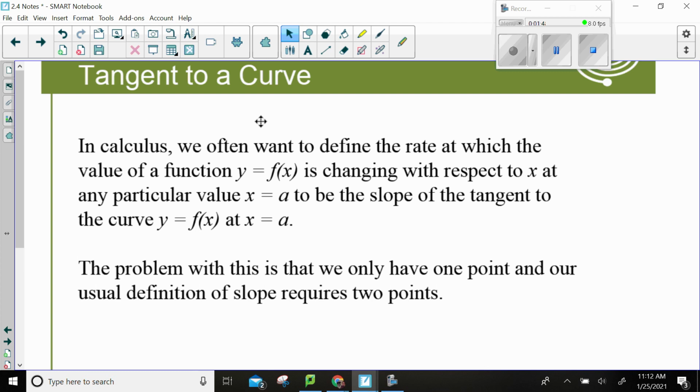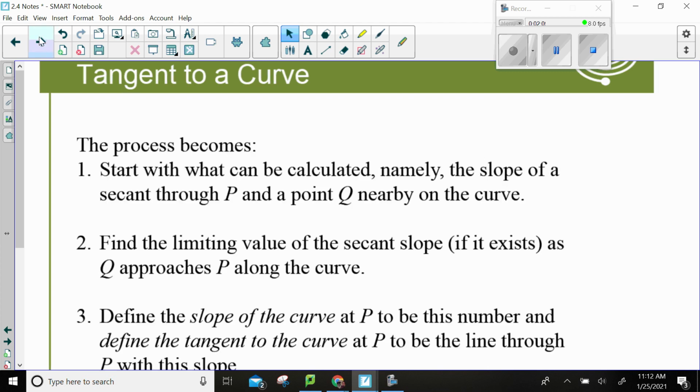In calculus, we often want to define the rate at which the value of the function is changing with respect to x at any particular value to be the slope of the tangent line of the curve. So the problem with this is that we have 1 point, and our usual definition of slope requires 2 points.